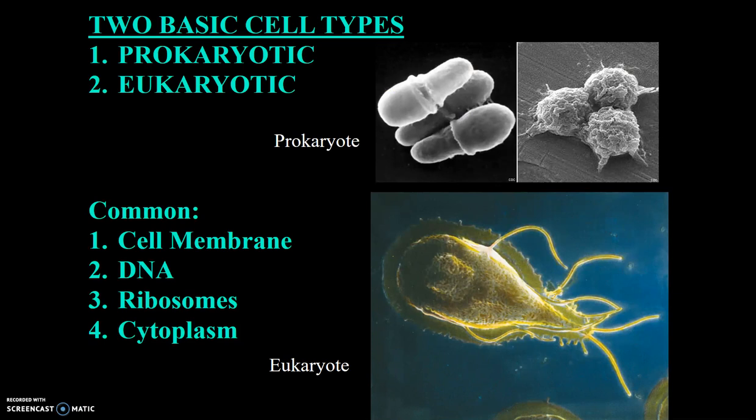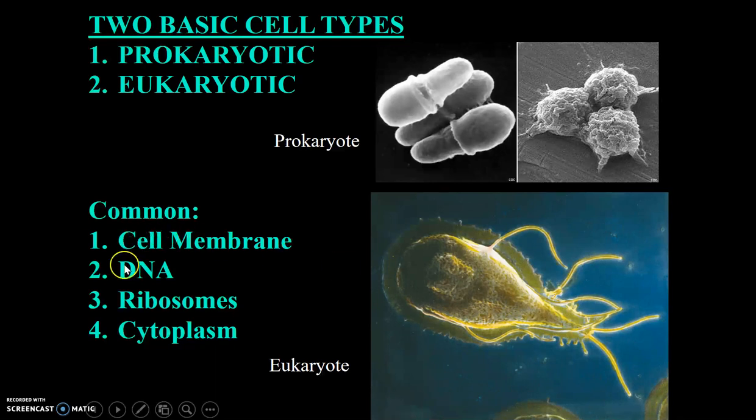So again, the two basic cell types are prokaryotic and eukaryotic. I have some pictures there of the two. If you notice, they look very different just in the way that the pictures are. This is taken with an electron microscope, which is why it looks the way that it does. This was actually taken with a light microscope. So we'll talk about why that is, but when we see the real images of the two cell types, they do look different because we have to use different microscopes to see them.